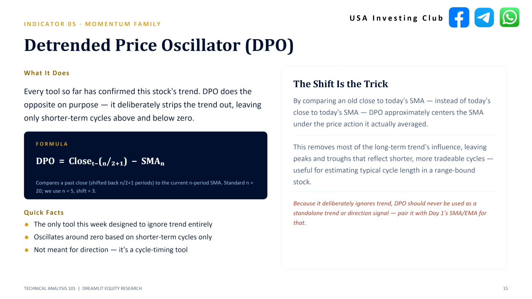Genuinely useful for estimating a stock's typical cycle length when it's range-bound, an idea we'll formalize properly in the advanced module. Because it deliberately ignores trend by design, DPO should never be used as a standalone trend or direction signal. Pair it with day 1's SMA or EMA for that.